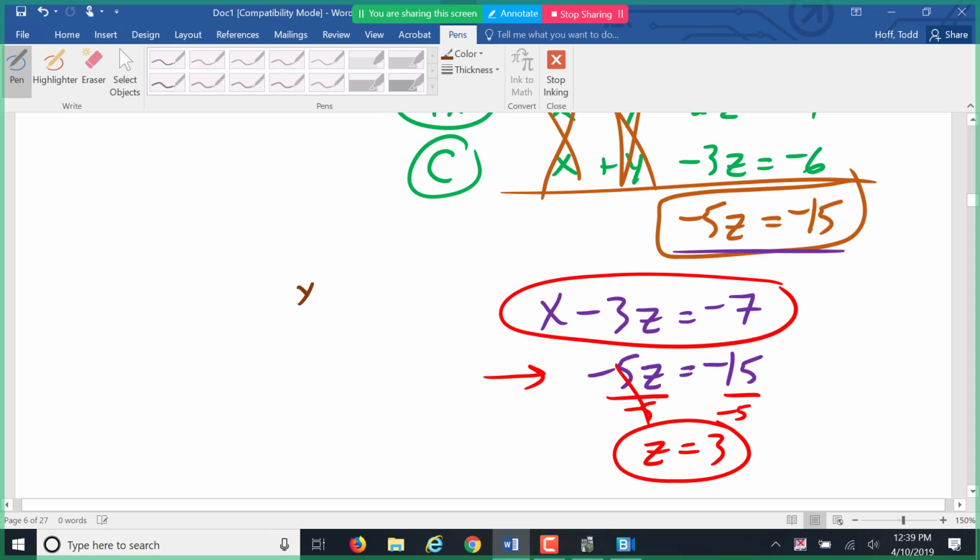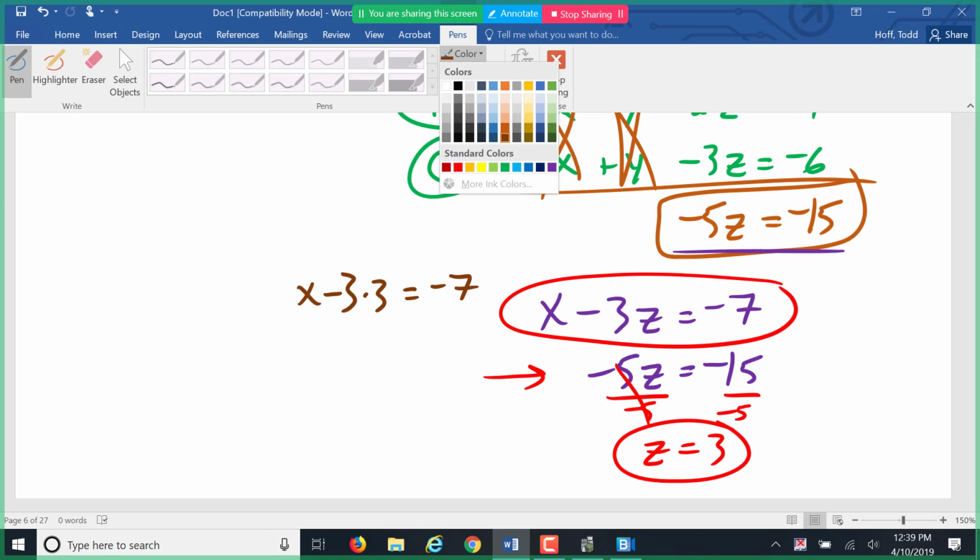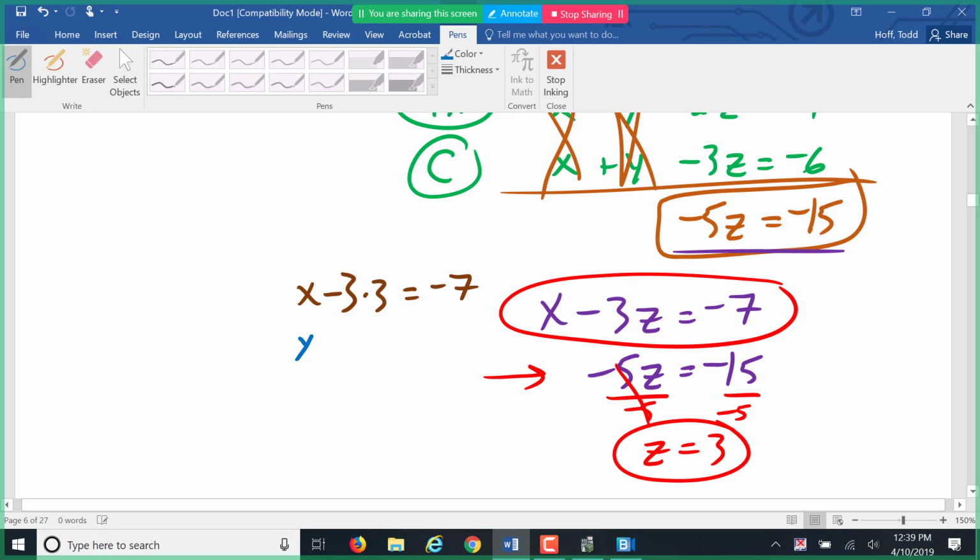So putting that in, x minus 3z becomes x minus 3 times 3 equals -7. Three times 3 is 9, so that's x minus 9 equals -7. We'll solve for x by adding 9. x equals 2.